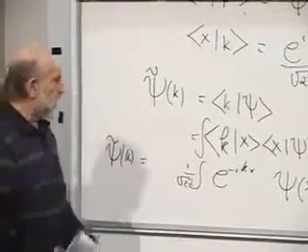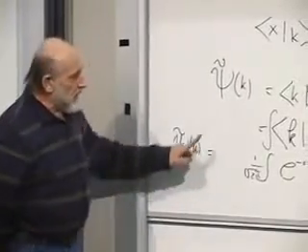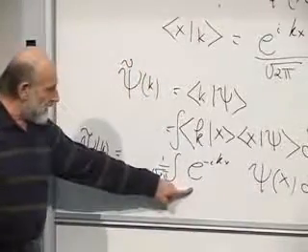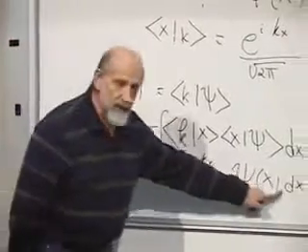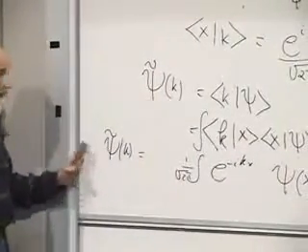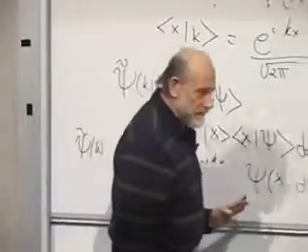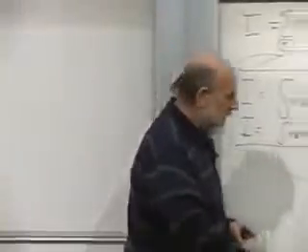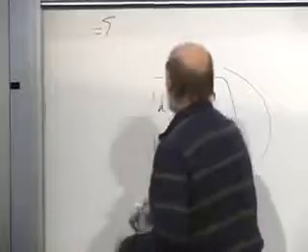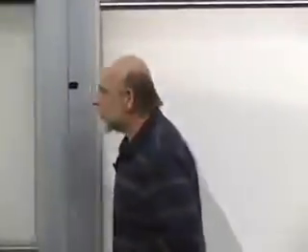What's the bottom line? The bottom line is if I want to know the probability for a given momentum, I take the wave function as a function of position, I multiply it by e to the minus i kx, and I integrate. That gives me a function of k, and that function of k is the thing that you square to find the probability for different momentum. Okay. So that's the mathematical logic connecting position and momenta.